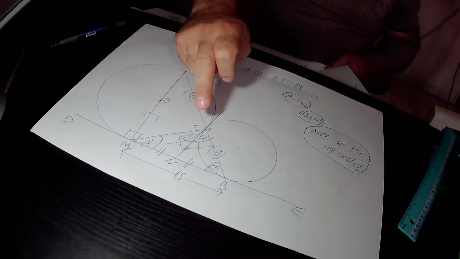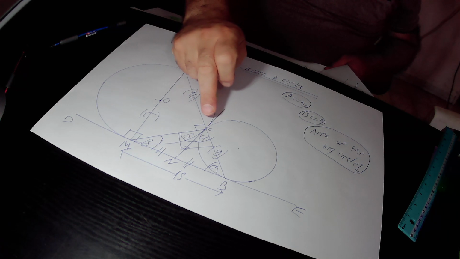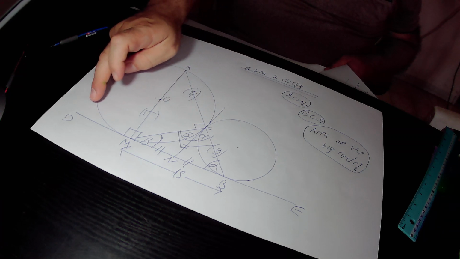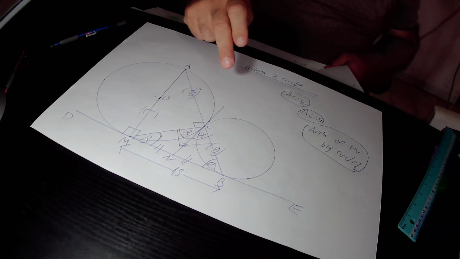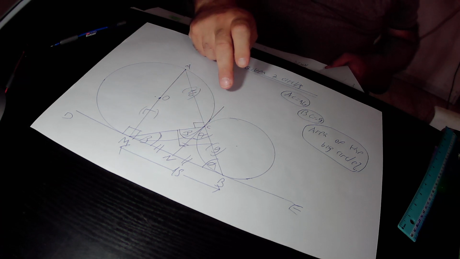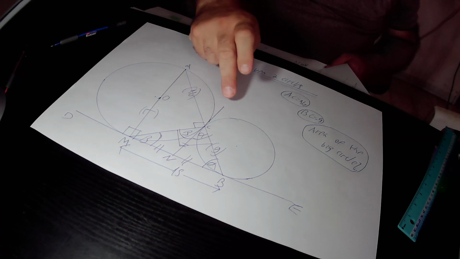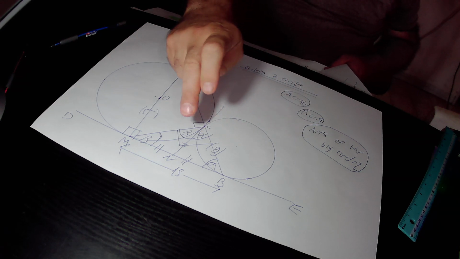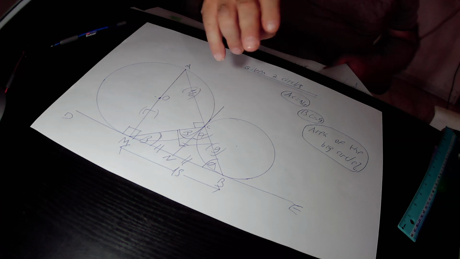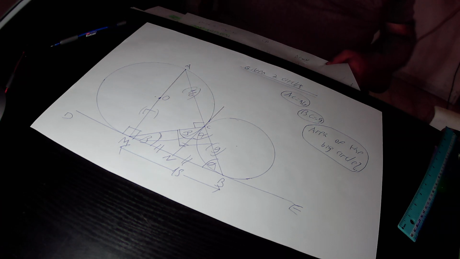And we define the touching point of the common tangent with tangent DE as point N. Again, CN is the common tangent that belongs to both circles. CN is tangent to this small circle, and CN is also tangent to this big circle. Therefore, CN is the common tangent that belongs to both circles.